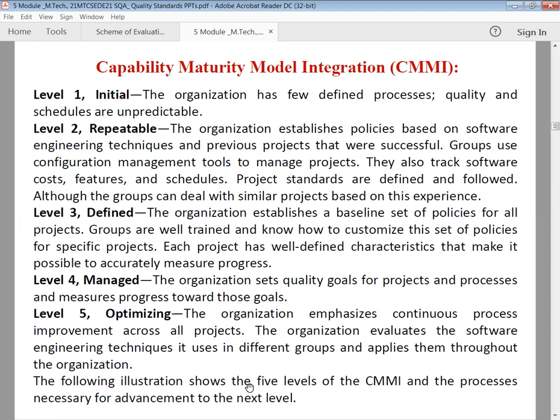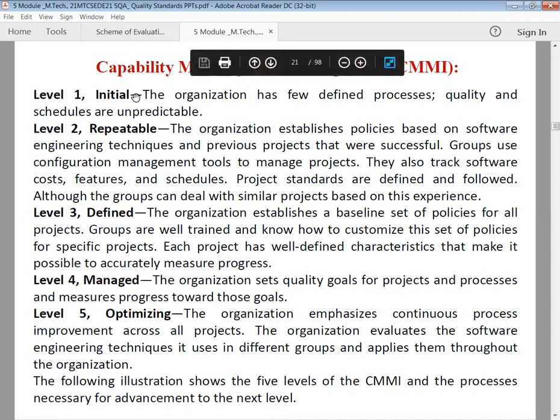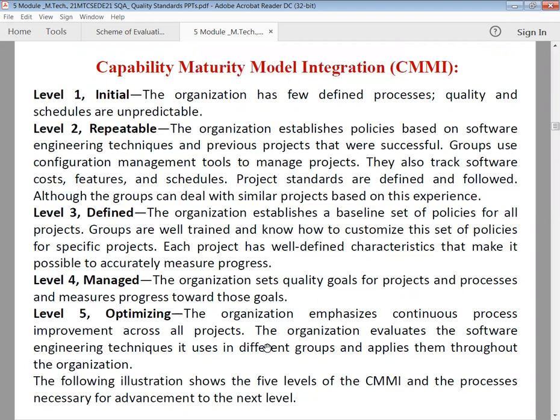project development. The following illustration shows the five levels of CMMI and the processes necessary for advancement to the next level. So initially, when you are starting a company, you may be in level one, then you have to proceed to level two, level three, level four. So if you want maximum grading in the CMMI technique, you should be in level five. And if you follow the software engineering techniques and best practices in each and every aspect of your project development lifecycle, then it will automatically increase your profit. It will reduce your cost. It will give maximum benefit to the employees.